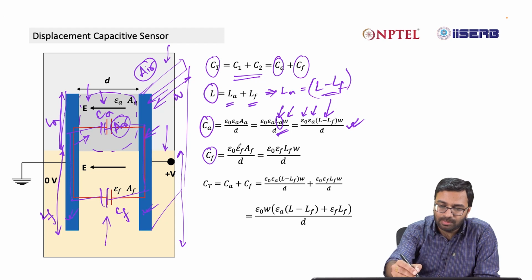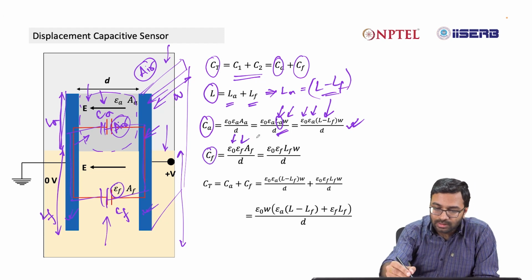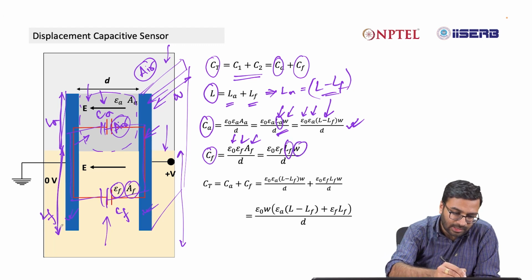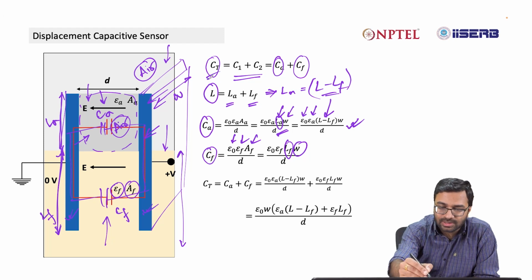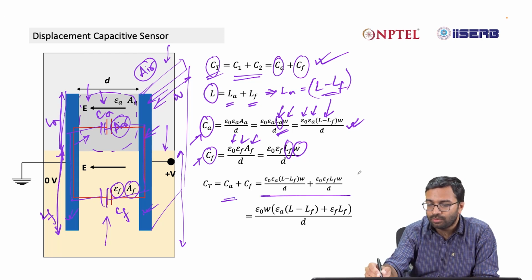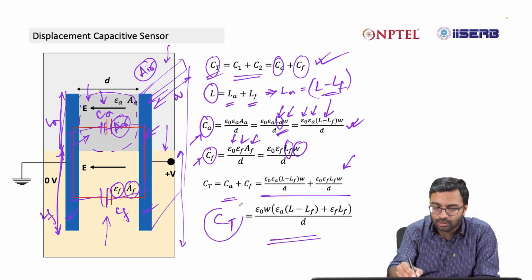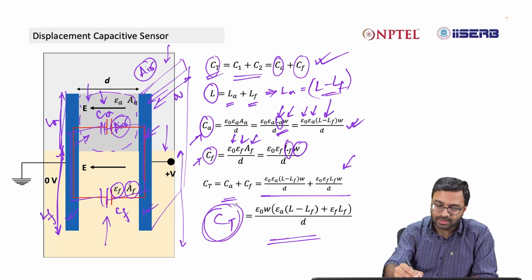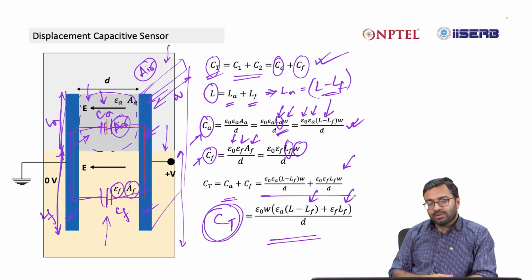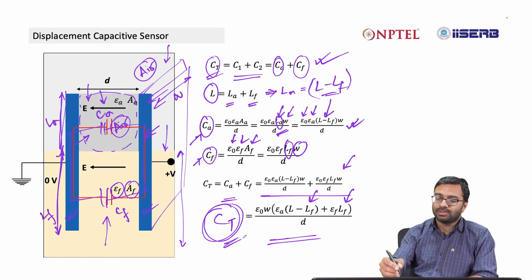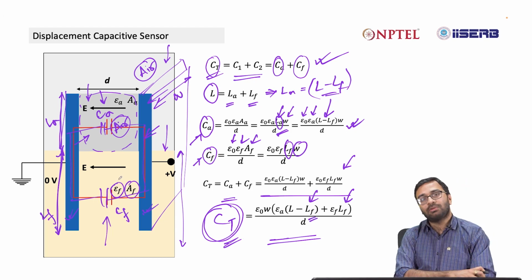Similarly, the equation for Cf will be epsilon 0, epsilon f into Af. Now Af can be written as Lf into W. Lf is the length here, right? Now for the total capacitance, just replace the values of Ca and Cf in this equation. If you do some rearrangement of these parameters, you'll find this is the value of Ct, the total capacitance. Now if the level of fluid increases, the total capacitance will change, because Ct is a function of Lf. Based on this change, you will be able to understand what is the level of the fluid. If it is water, then what is the level of the water.